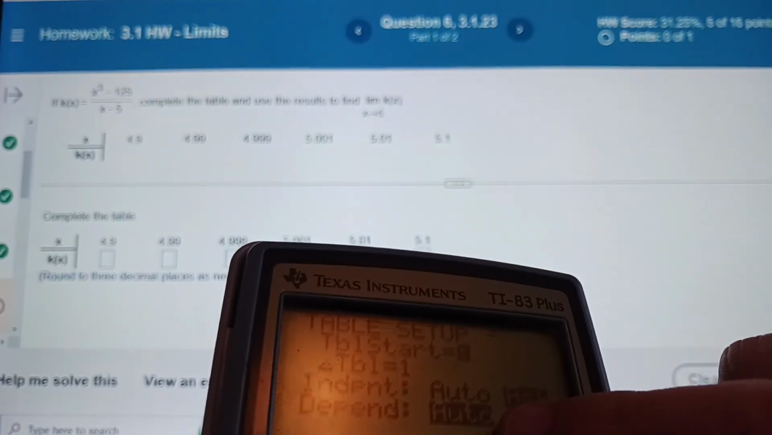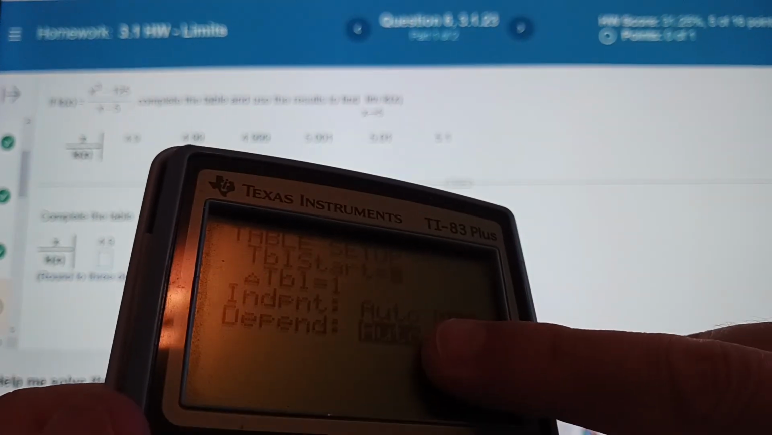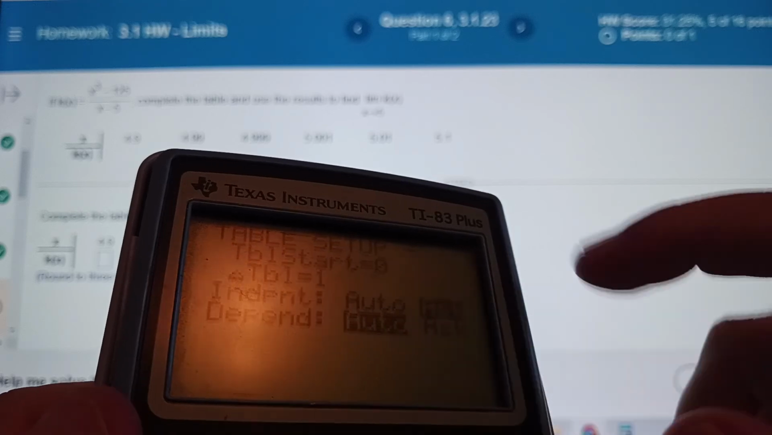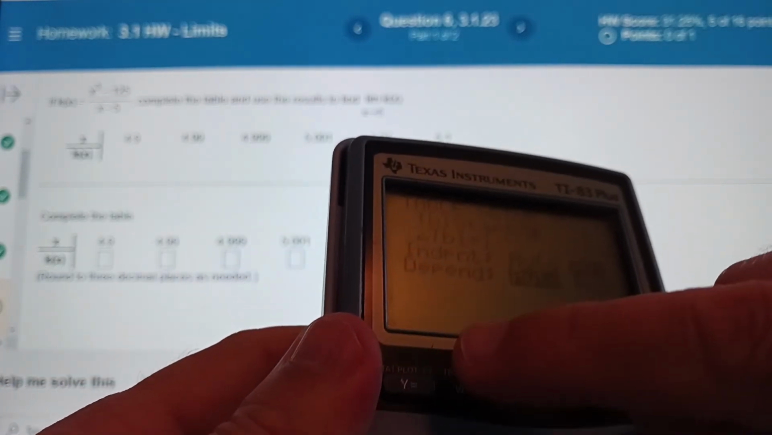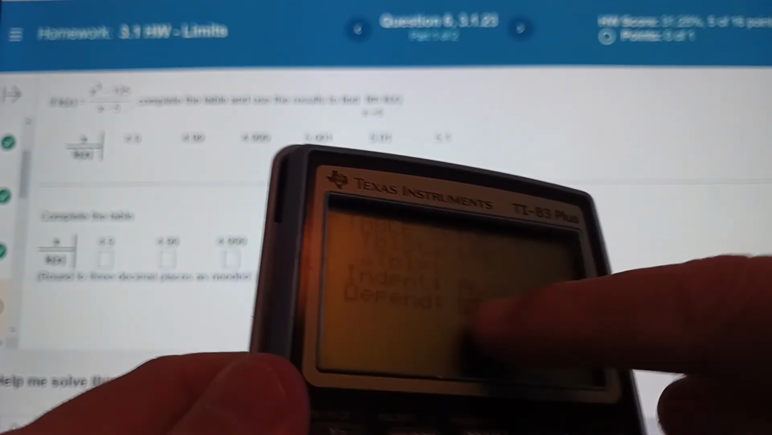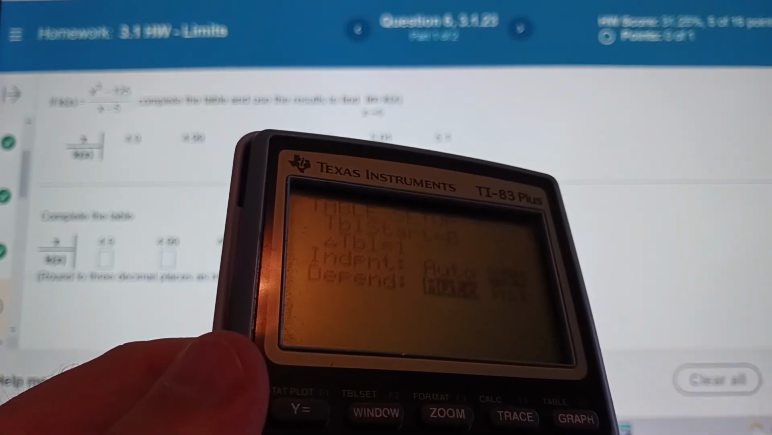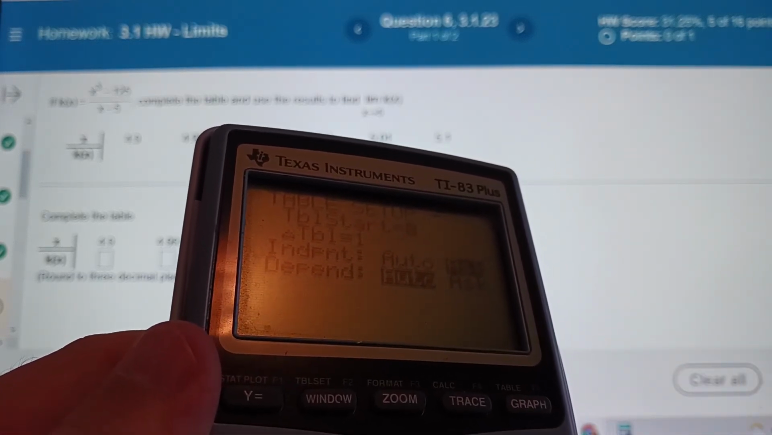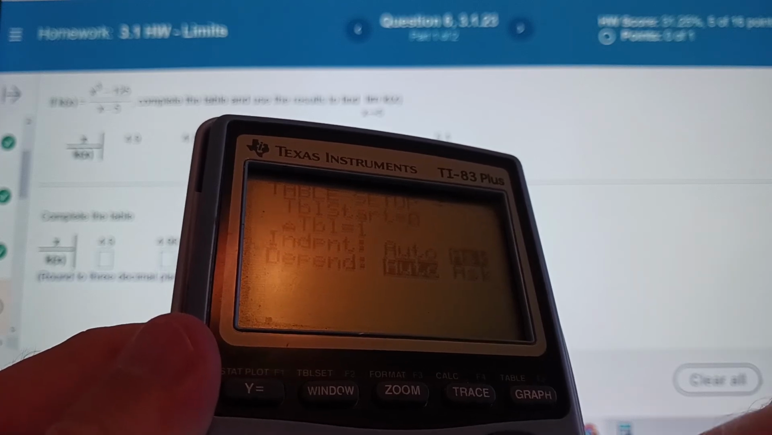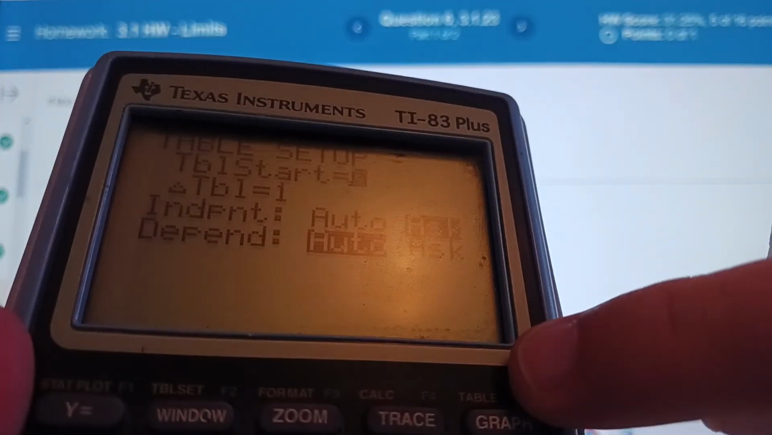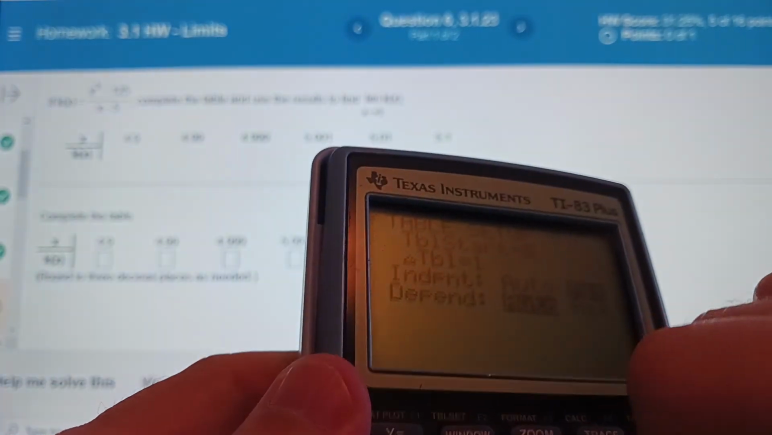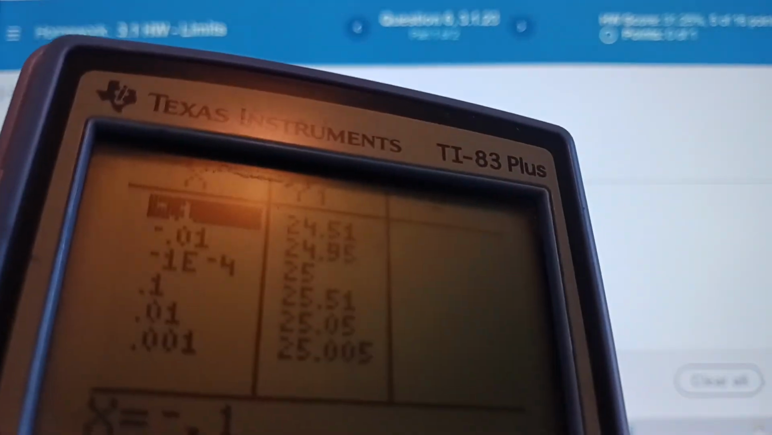And then the dependent on automatic means the answer will automatically calculate. So you just have to one time go to second window and change your independent to ask, and that's all you have to do in this window. Once you do, you'll never have to come back here again. We want to get to the table. The table's right above the graph button, so second graph gets you to the table.